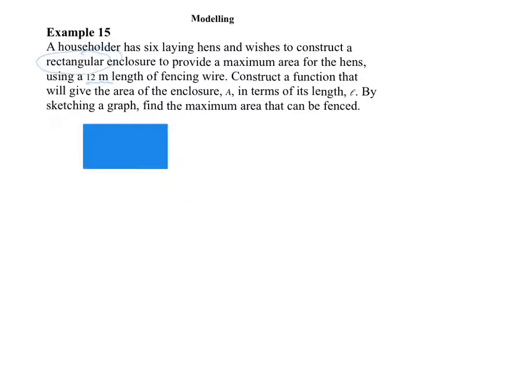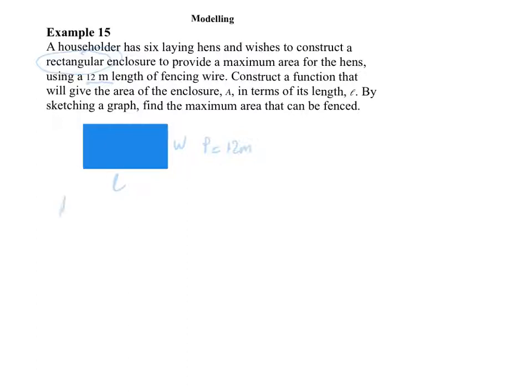So first of all, we draw our rectangle and we know that the length and the width are the dimensions of our rectangle. We also know that we have 12 metres of wire and that goes all the way around. So we're talking perimeter there. So we know the perimeter of our rectangle is 12 metres.